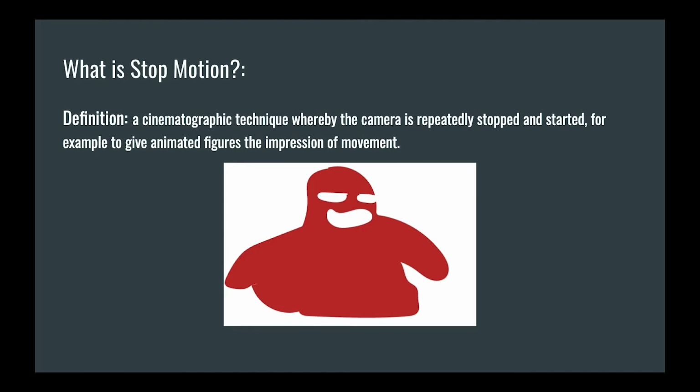The definition of stop motion is a cinematographic technique whereby the camera is repeatedly stopped and started, for example, to give animated figures the impression of movement. In other words, stop motion is an animated film technique where objects are physically manipulated in individually photographed frames so they appear to exhibit motion or change when the frames are played back.